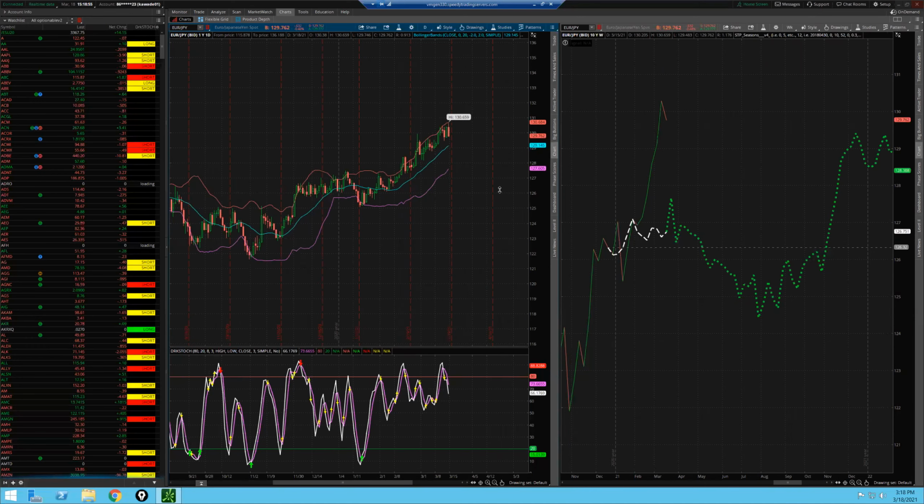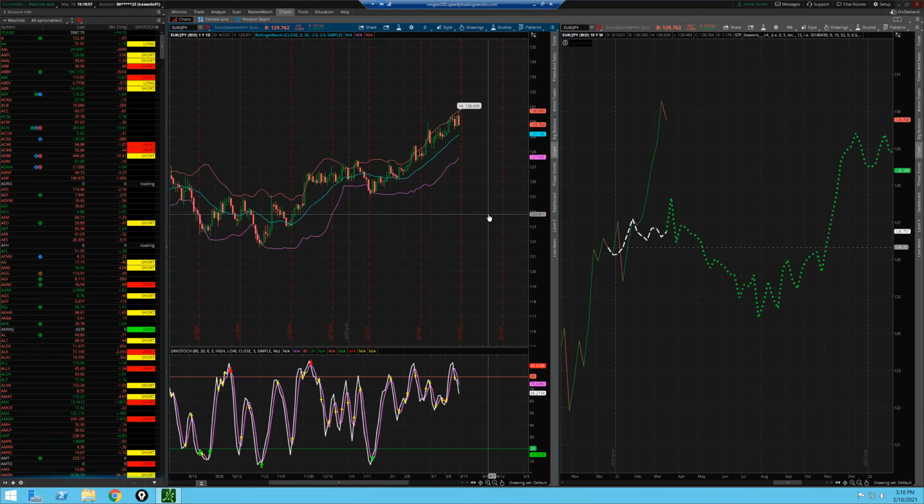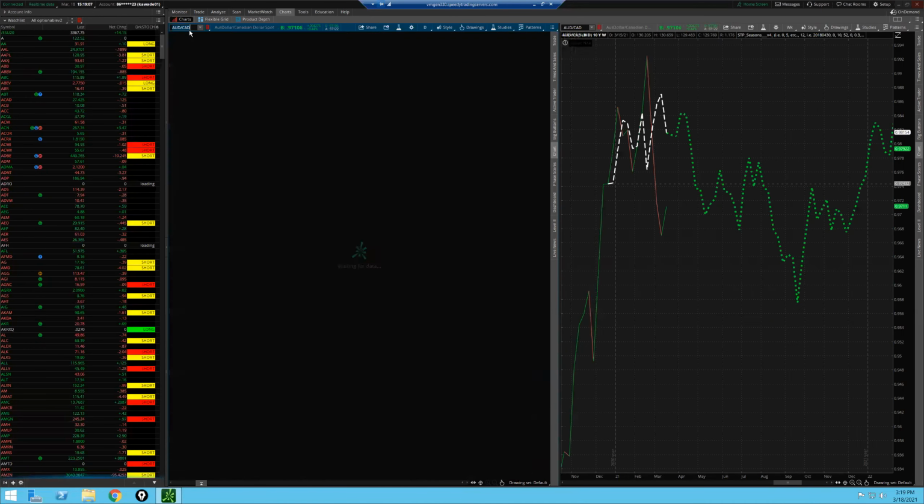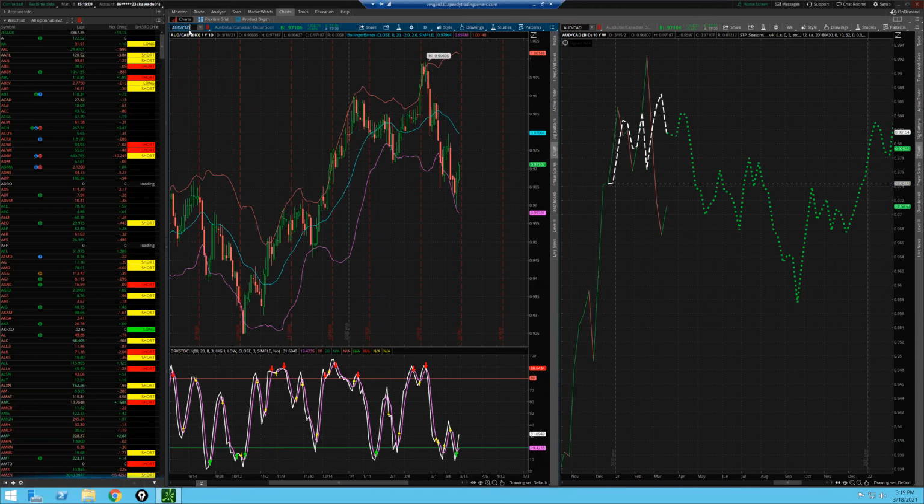Okay, so in this case, let me bring up another one, and we'll keep summarizing here. Let me bring up another Forex pair just to mix it up a little bit, because it doesn't matter what we're looking at. Okay, so here's an example, the AUDCAD.